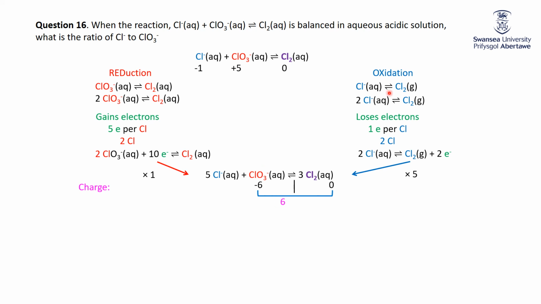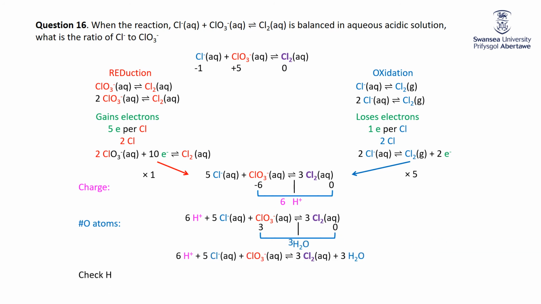Difference of 6, we are in acidic solution, so we need H+, which goes on the side that needs it most, which is the left-hand side. Look at the oxygens now, 3 and 0, so therefore we need 3 waters on the right-hand side. Now check the hydrogens, 6 on the left, 6 on the right, so we're in good shape. As for the Cl- to ClO3-, Cl- 5, ClO3- 1. So there we are, a comproportionation reaction.